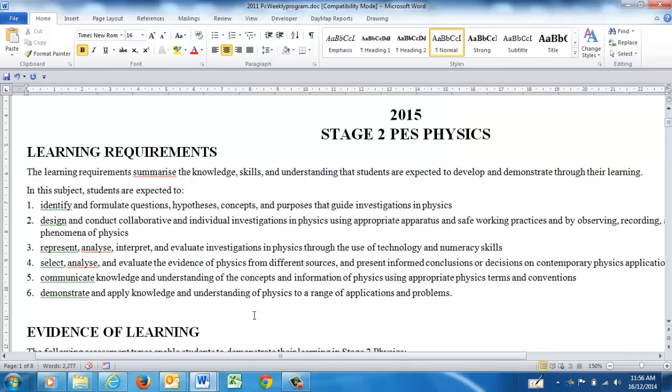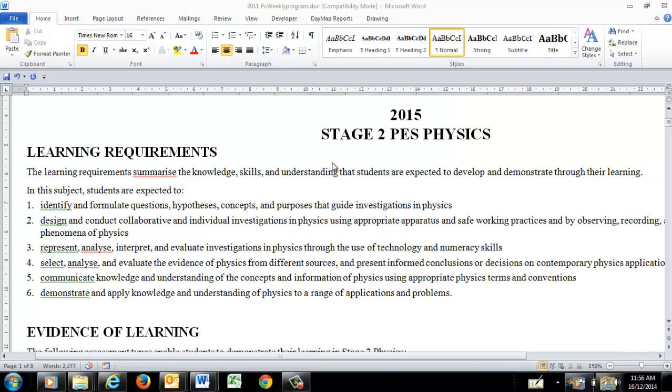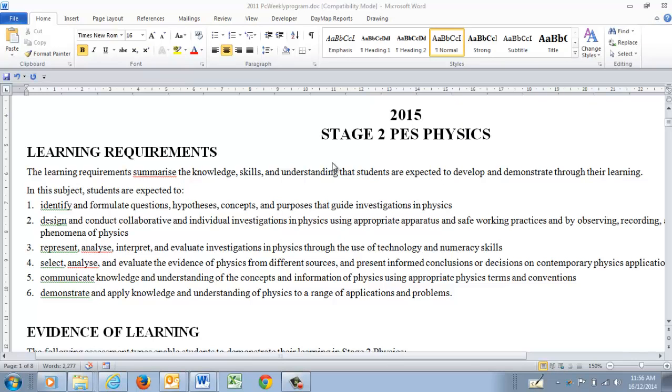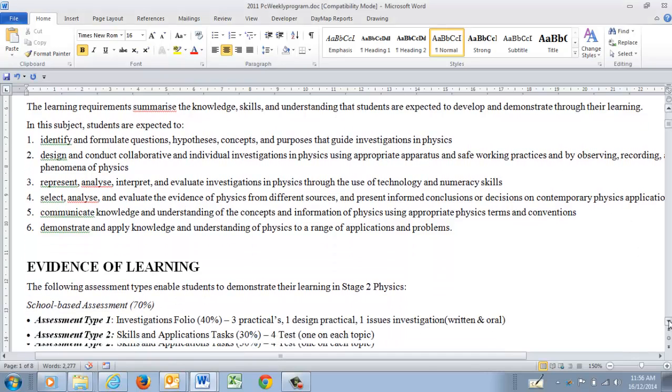Communicate knowledge and understanding of the concepts in physics using appropriate physics terms and conventions. That's talking about using the language of physics and understanding what those terms mean. Demonstrate and apply your knowledge and understanding of physics to a range of applications and problems. That would be more of the textbook sort of stuff that you'll need to do.